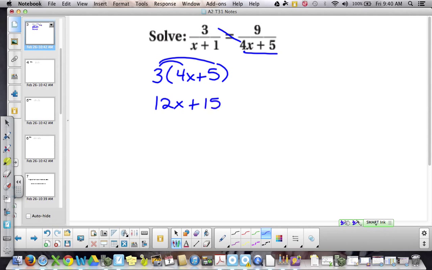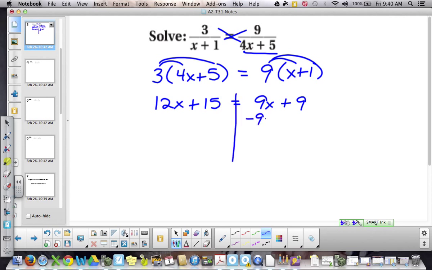All right, then we take the numerator from the second times the denominator from the first, and again, that's times the entire denominator of the first fraction. So we distribute again. So this is 9x plus 9. And then, like I said, what happens here is we end up with a linear equation, and we can solve that by getting all the x's on one side. So we subtract 9x from both sides. We get 3x plus 15 equals 9.